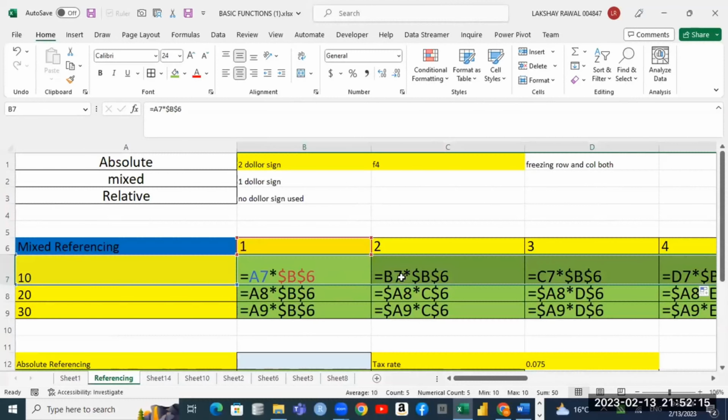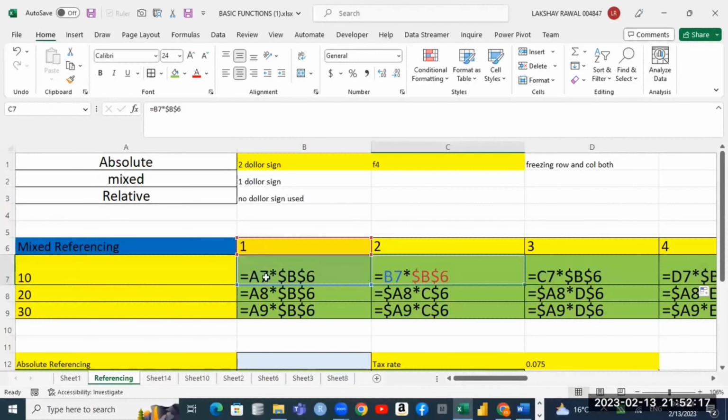But if you drag the formula horizontally, now what will happen? In this case, it should multiply with 1. Now A7 should multiply with C6. Correct. But is it showing A7 with C6? No. So what do you have to do? It will drag the same answer.